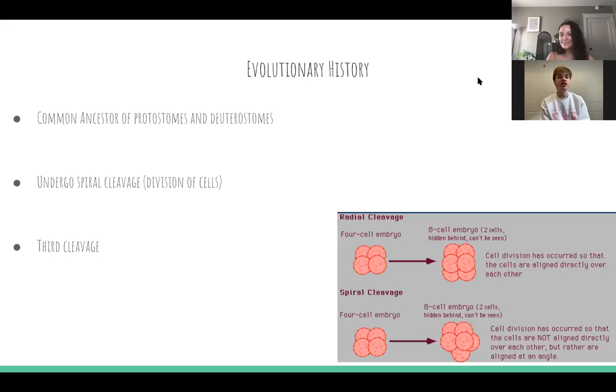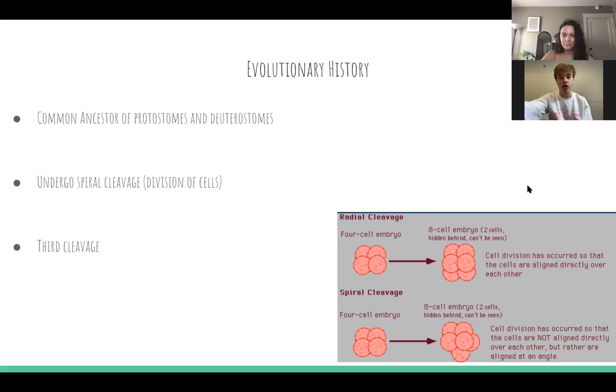Moving on to the evolutionary history. With these annelids, they share a common ancestor of protostomes and deuterostomes. They undergo spiral cleavage, which is the division of cells, and there are 2 types of cell division: there's radial cleavage, and then there's spiral cleavage. And then going on to the third cleavage, this is where the vertical plane of the third cleavage results in the formation of a curved plate of 8 cells arranged in 2 rows of 4 each.